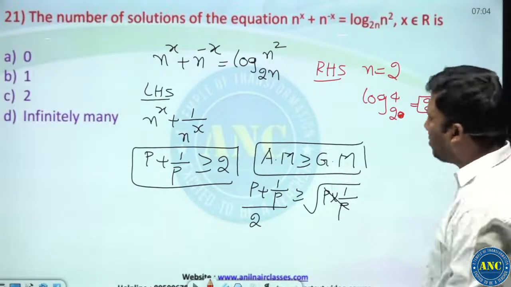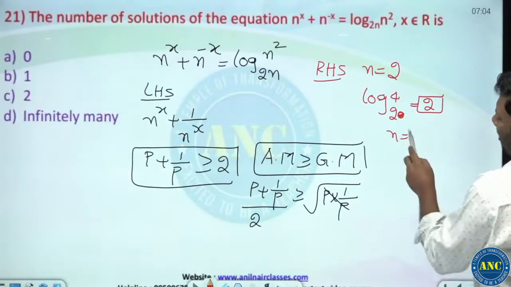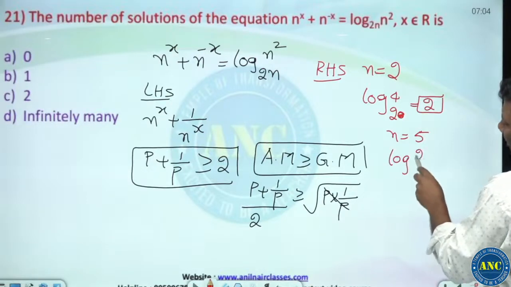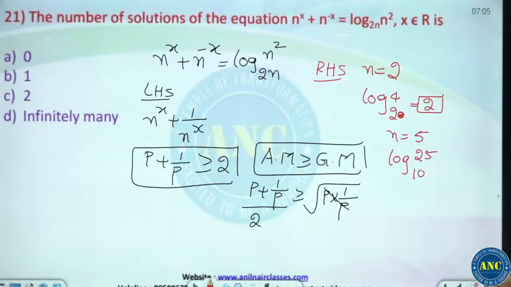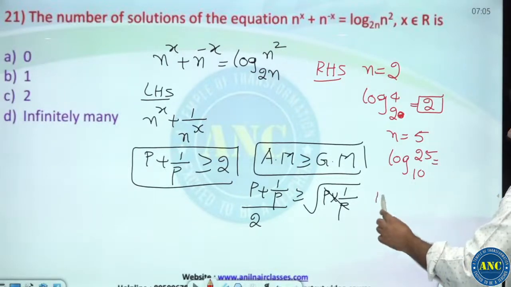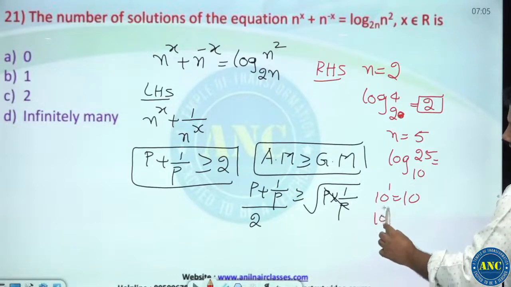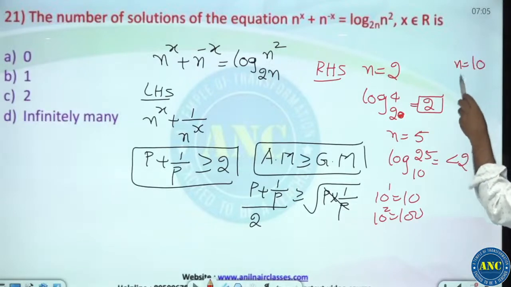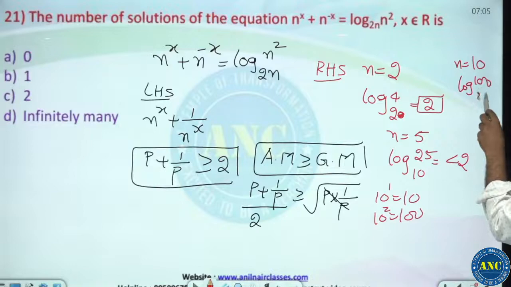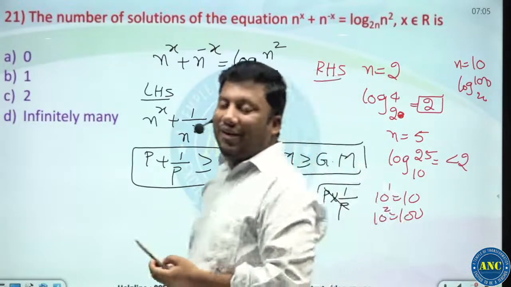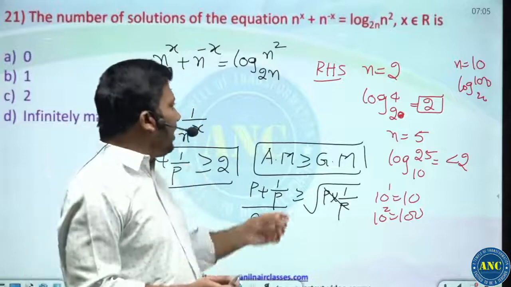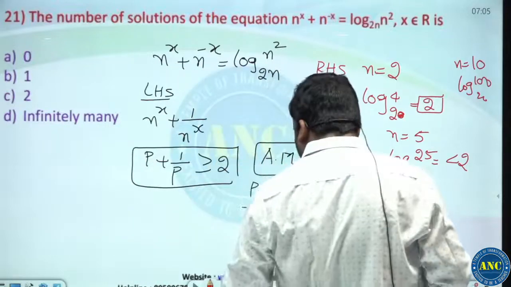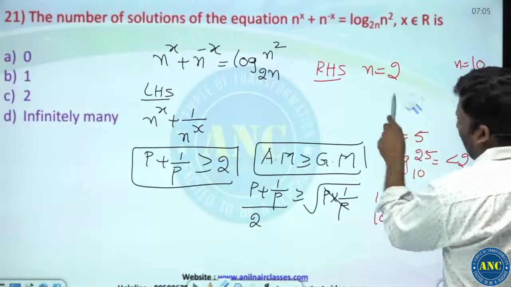Suppose if I take, for example, n value 5, this will be log of 5 square, which is 25, base 10, since 2 fives are 10. So 10 power 1 is 10, 10 square is 100. So it is much less than 2. Similarly, you take n value 10. This will become log 100 base 20. 20 power 1 is 20, 20 square is 400. So if you take n as 2, 2 square as 4, 2 into 2, oh, one minute. Here I made a calculation mistake.